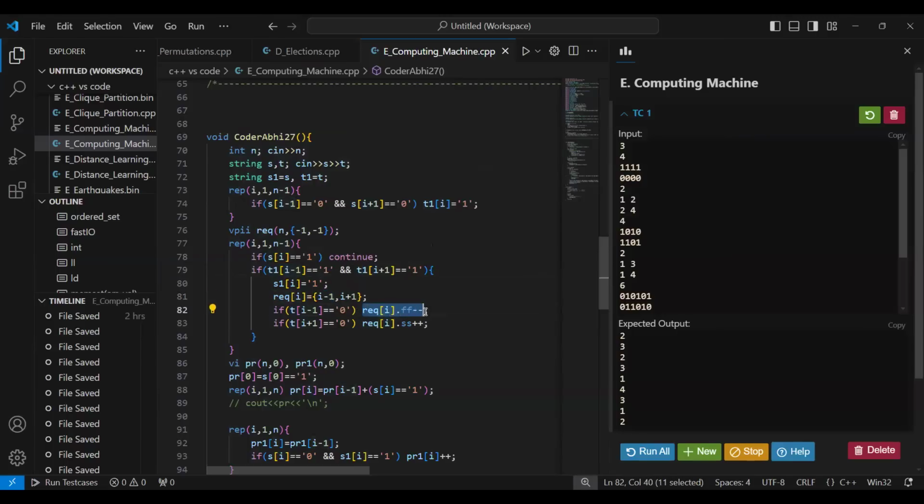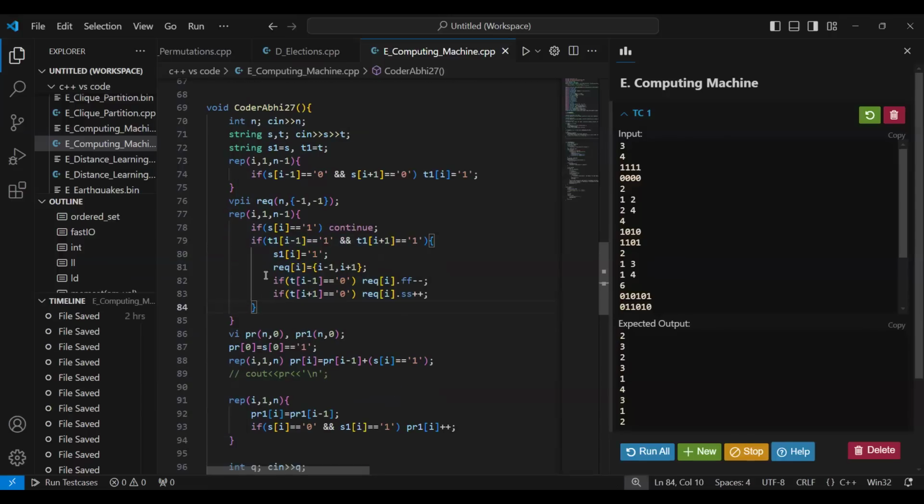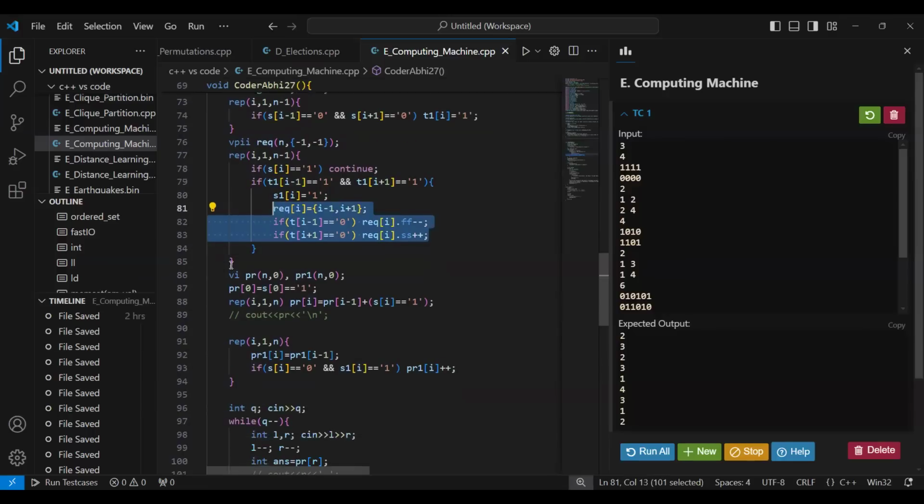Required of I dot first I am doing minus minus. And same way, if this T of I plus 1 was 0 initially and it was converted to 1, then we would do required of I of second plus plus. Okay. So this way we are just doing the conversion from S to S dash and also showing the requirements for that conversion. So this thing is done.